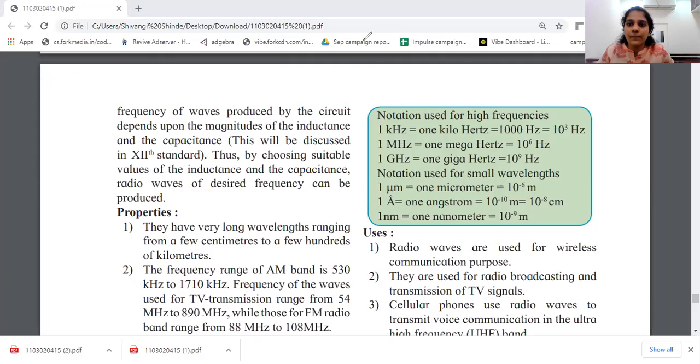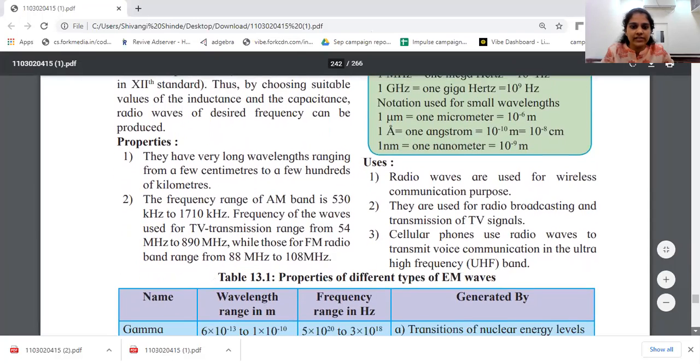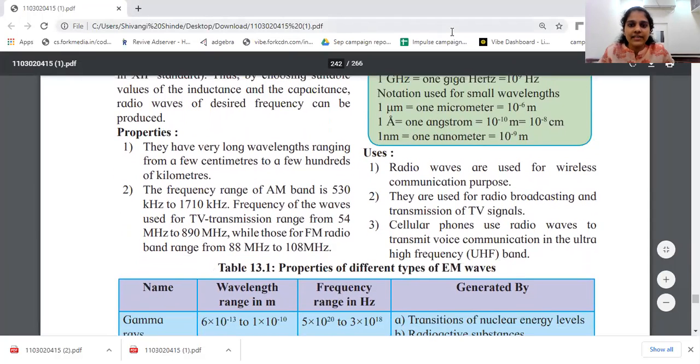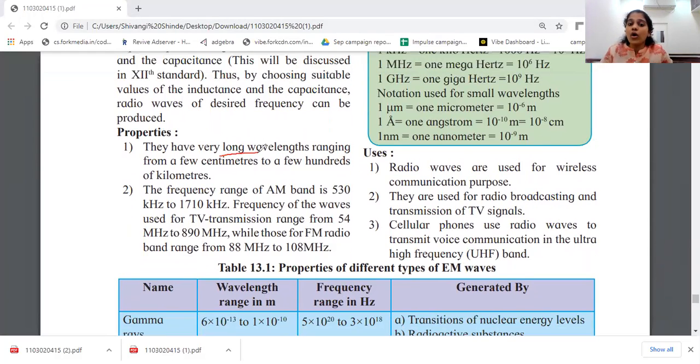Now, what are the properties of radio waves? Okay, we'll just do radio waves, then we'll stop. Let's see the first property. They have very long wavelengths ranging from a few centimeters to a few hundred kilometers. The wavelength range is quite large as compared to the others.